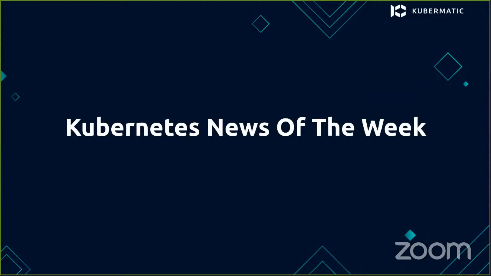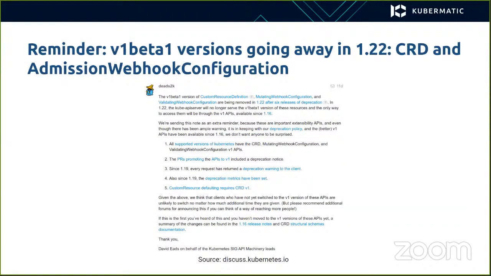And Kubernetes news of the week, or this was shared last week actually, but it is a very good reminder that v1beta1 versions of CRDs are going away in 1.22, also of admission webhook configuration. You should check this blog post on the Kubernetes forums. It has also been shared to the Kubernetes dev mailing list, which details some more information about what is going to happen in 1.22, what this actually means, and what you should do to migrate.